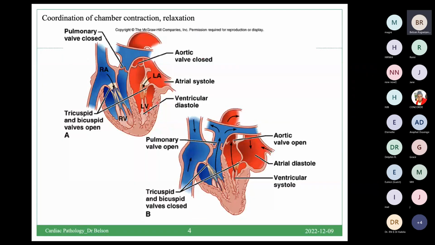Okay, let's start with B. Here you see that the ventricles are contracted. So the ventricles are pumping blood, and the blood will enter through the aortic valve, which is open here, and continue in the aorta. For this to happen effectively, the mitral valve has to be closed.